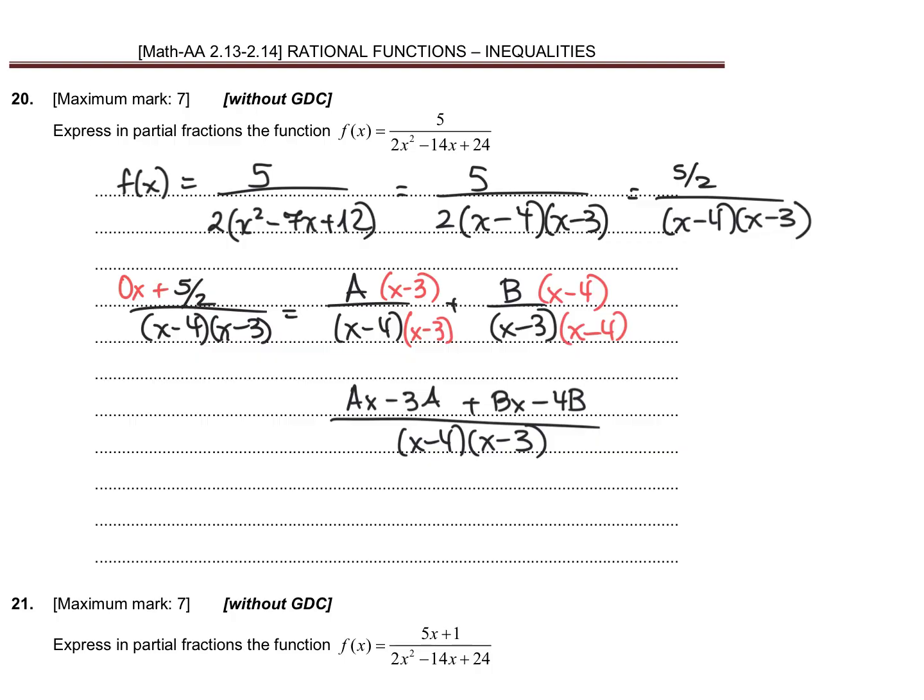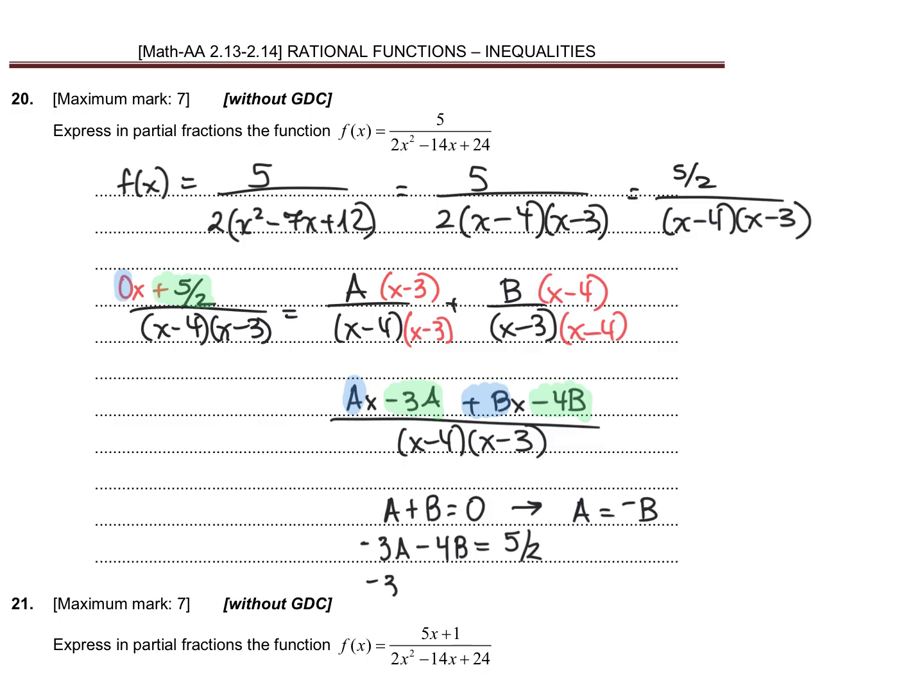And we'll have the x coefficients equaling 0. And we will have the constant coefficients equaling that, 5 over 2. So we'll have a plus b is 0, and negative 3a minus 4b equals 5 over 2. Now, we'll do by substitution. So a is negative b.